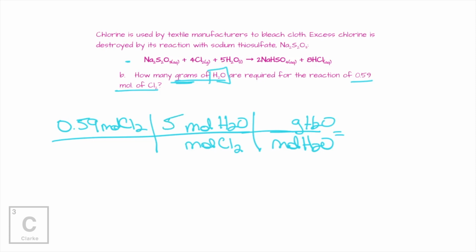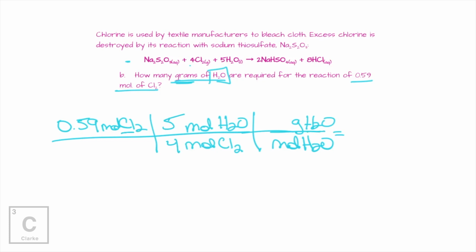So 5 is going to go here in our mole ratio. Moles of chlorine, we have 4 moles of chlorine. 4 is going to go in my problem. For every 4 moles of chlorine, we're going to need 5 moles of water. That's our mole ratio. That's also the bridge that takes us from chlorine to water.